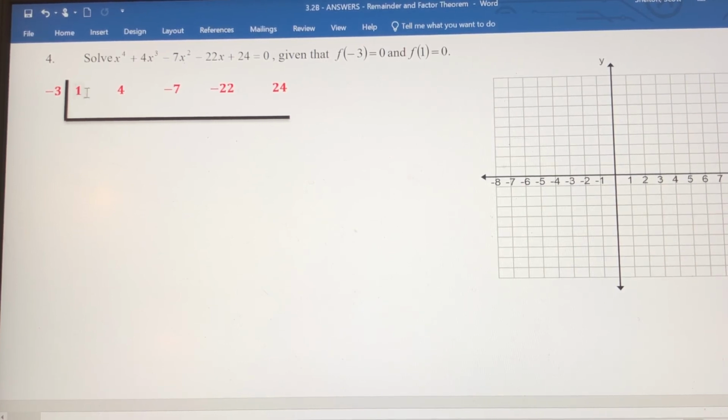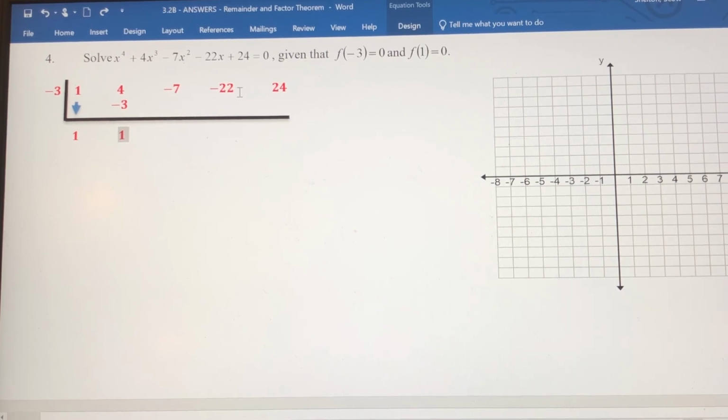The coefficient of x to the 4th is 1. Coefficient of x cubed is 4. -7 is the coefficient of x squared. -22 is the coefficient of x, and 24 is the constant. All right, so we're going to bring down the 1. We're going to multiply -3 times 1, we get -3. Add those together, we get +1.